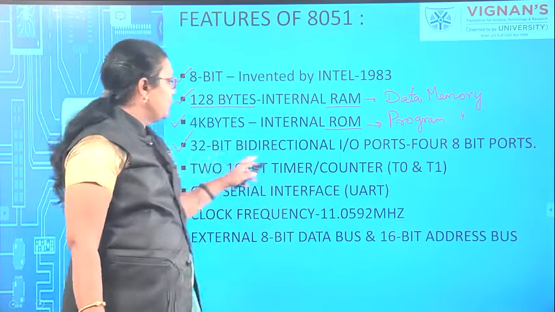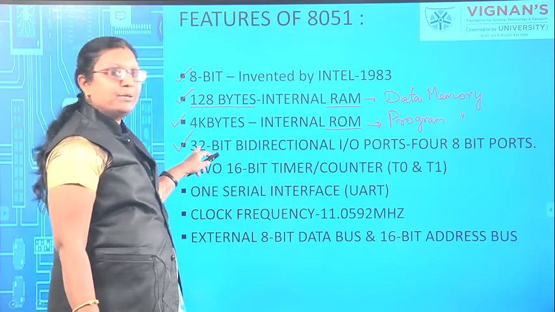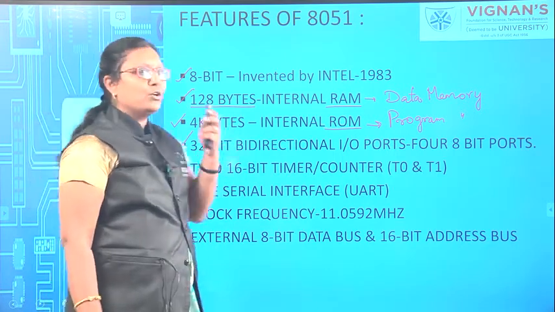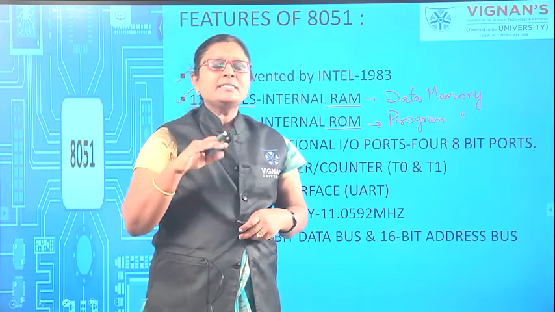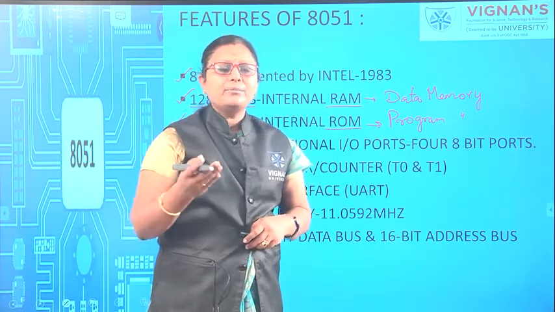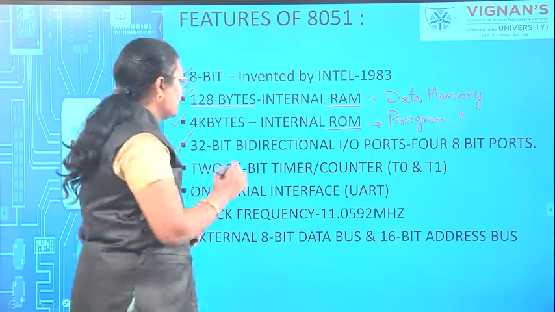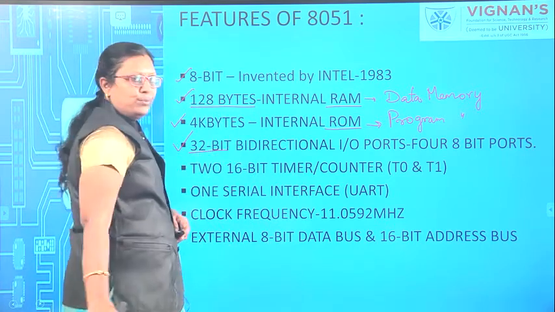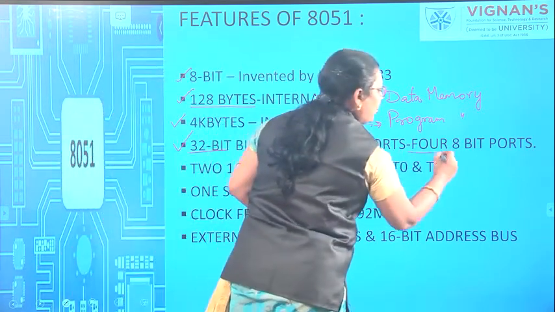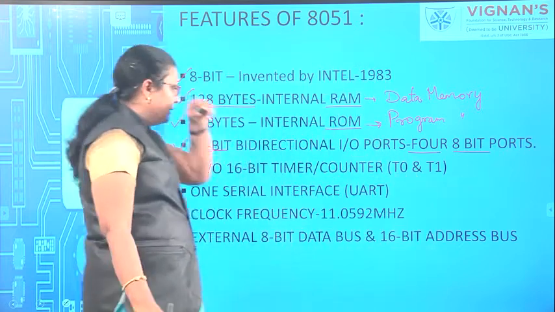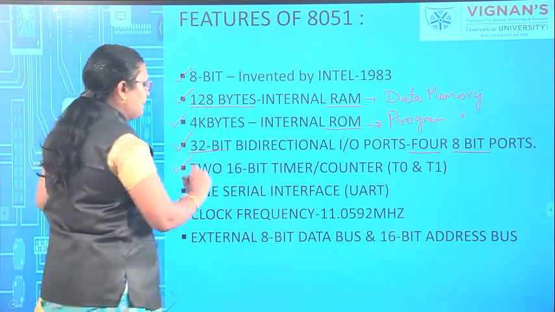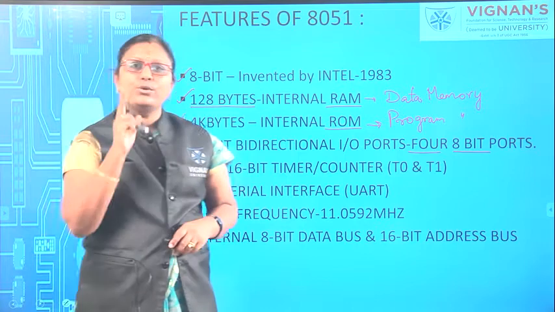Here, this 32-bit bidirectional IO port will not be used as it is. It is divided into 4 8-bit ports. Okay, this 32-bit bidirectional IO port is divided into 4 8-bit ports. Clear? And next, coming to the timer or counter, it consists of 2 timers.